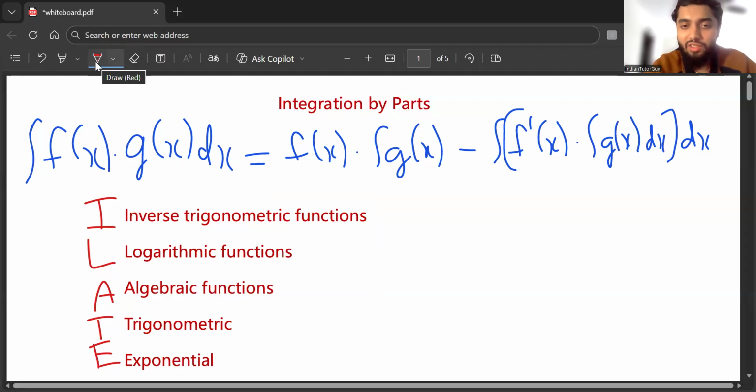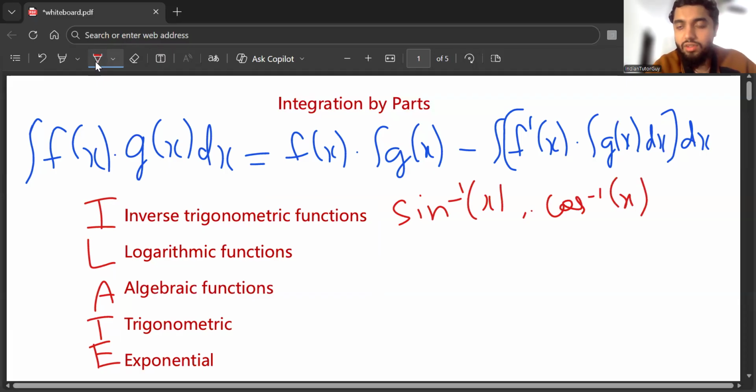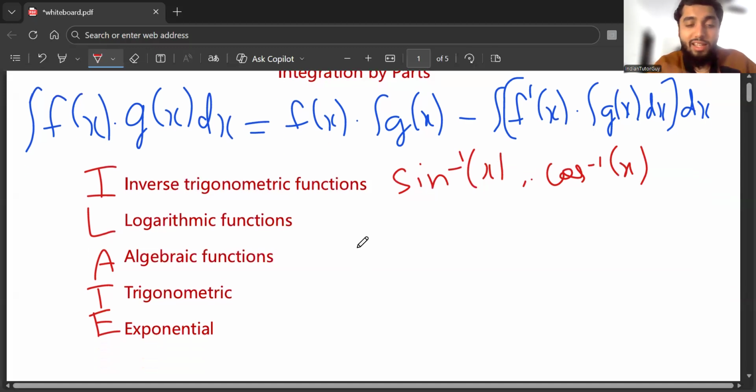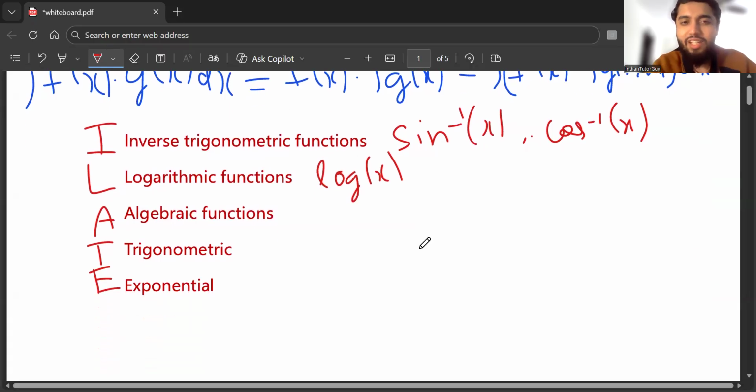So inverse trig functions would basically be like sine inverse of x or cosine inverse of x, stuff like that. Some folks call them arctangents, but I just call them inverse trigonometric functions. The next category of functions are logarithmic, so that would be a regular log of x and maybe log of 2x and different variations of that. So if it has a log, it is probably a logarithmic function. Algebraic functions are what we usually see. So those are like x squared, 2x, 5x plus 1, stuff like that.